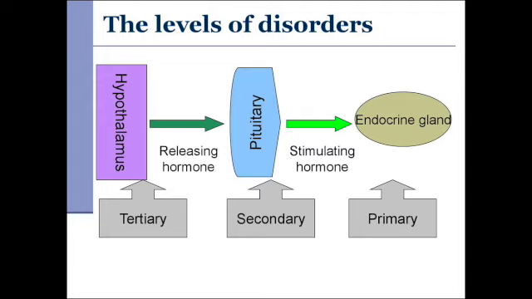If the adrenal gland is the primary problem, you might have Addison's disease, which is a decrease in cortisol and an increase in ACTH. And if you have an adrenal adenoma, this is an increase in cortisol and a decrease in ACTH. So tertiary, the hypothalamus is the problem. Secondary, the pituitary is the problem. Primary, the actual target organ is the problem.